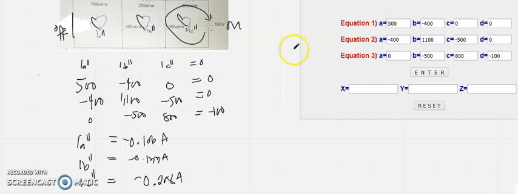So for equation 1, we have 500, negative 400, 0, and then 0. Equation 2, we have negative 400, 1, 1, negative 500, and 0. For equation 3, we have 0, negative 500, 800, and negative 100. So we can arrive at the answer. For IE double prime, this is negative 0.106 ampere. For IB double prime, negative 0.133 ampere. For IC double prime, negative 0.208 ampere. So we have the values for superposition circuit number 2.